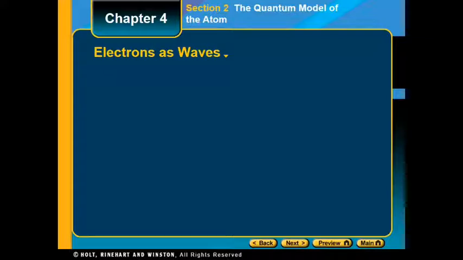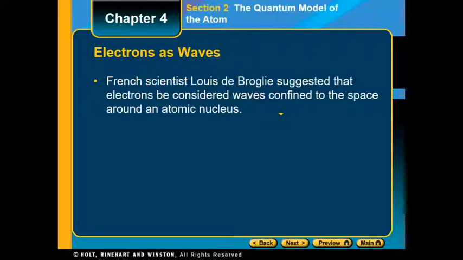In Section 1, we talked about light acting as a wave and light acting as a particle. Now we're going to move on and talk about electrons acting as waves. And in this first part, I'm going to highlight the important stuff here.